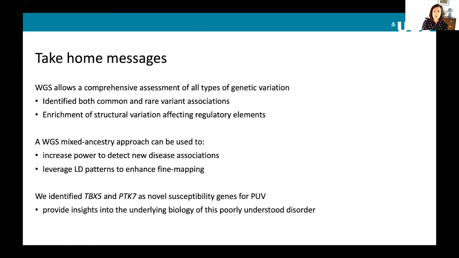We've demonstrated that you can use a diverse ancestry approach, which is commonly seen as a problem in genetic association studies, and we can actually use that to increase power to detect new disease associations, even in a small cohort, and leverage the differences in the LD patterns to enhance fine mapping and identify likely causal variants. And finally, we have identified 2 novel susceptibility genes for PUV, TBX5 and PTK7, which are the first robust genetic associations of this disorder and will provide insights into the underlying biology of this disease.